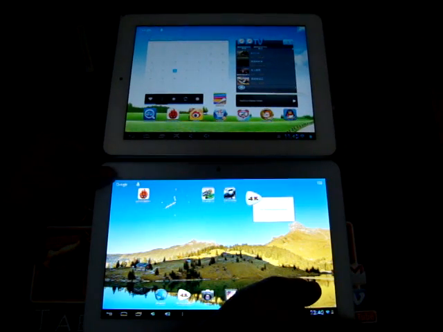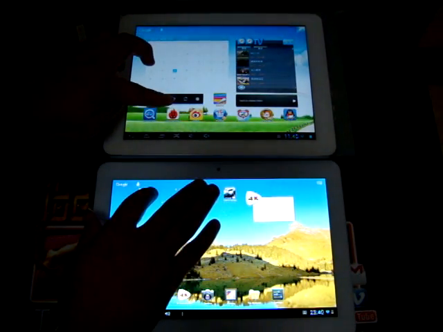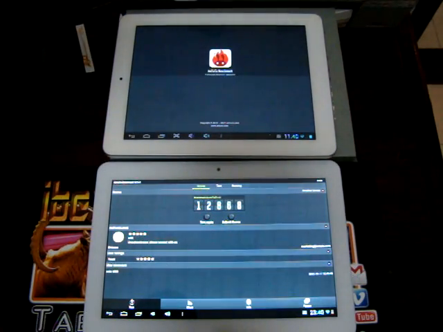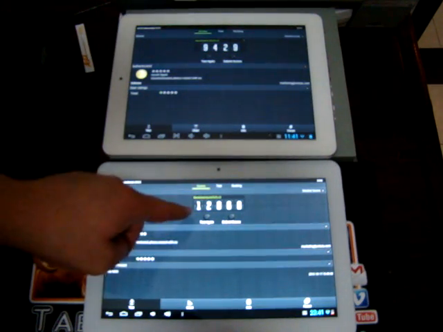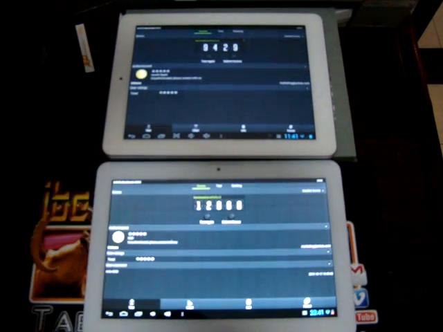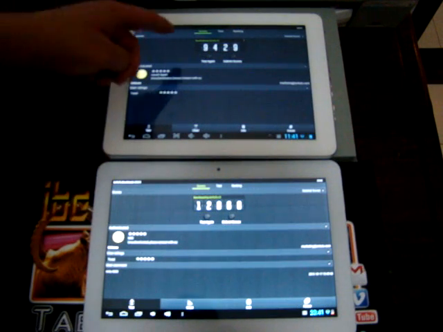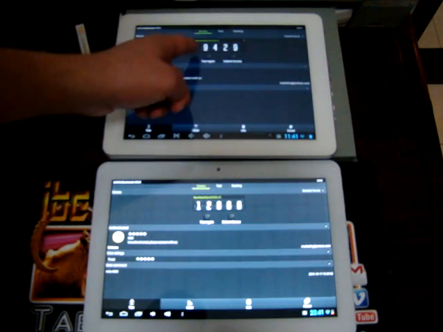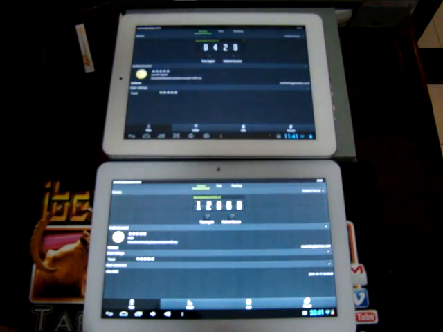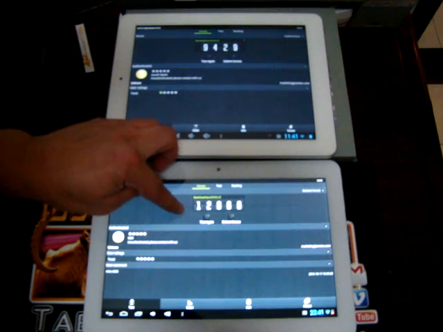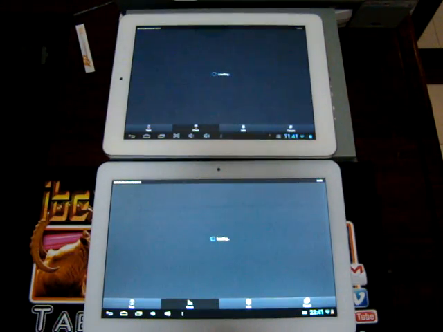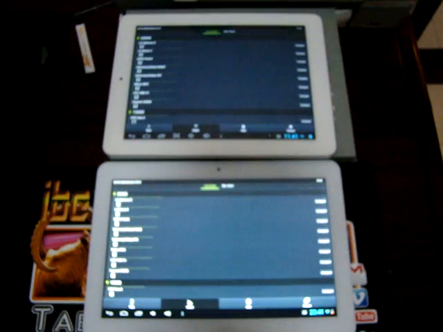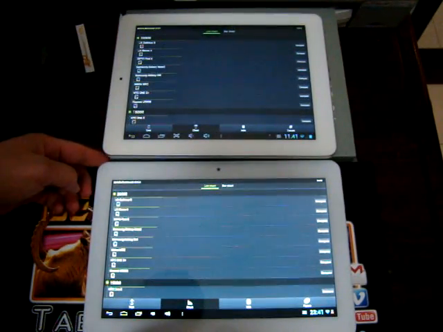Okay, so I was able to run the Antutu benchmark and we have results. Okay, so the Flytouch 10 is 12868. And the Spark is 9429. Check out the chart. So the Flytouch 10 does have a better benchmark.